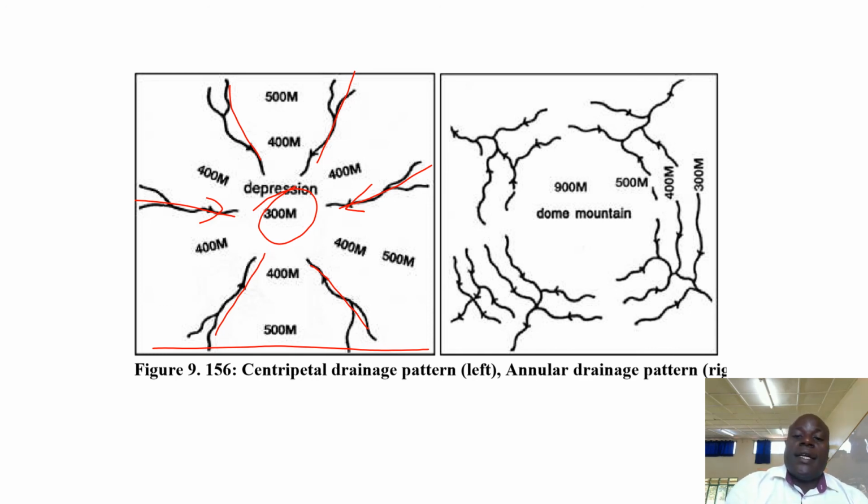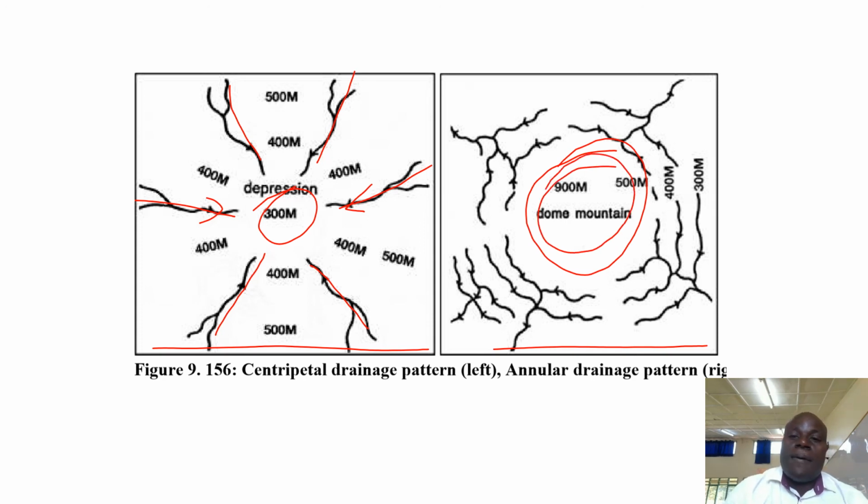Then the second diagram indicates annular. There is a dome at the center, maybe a raised area, and the rivers flow around this dome in a circular form, and thus annular drainage pattern.